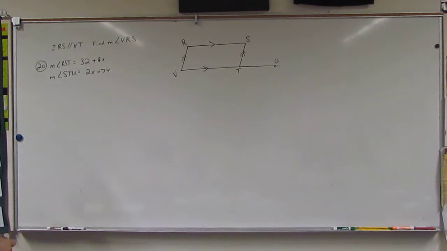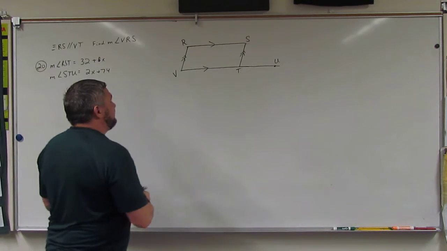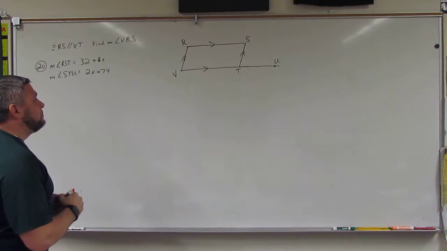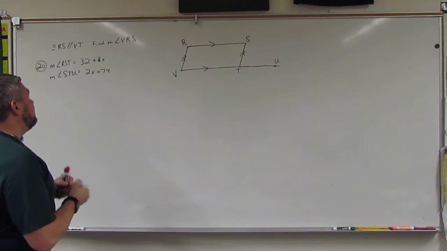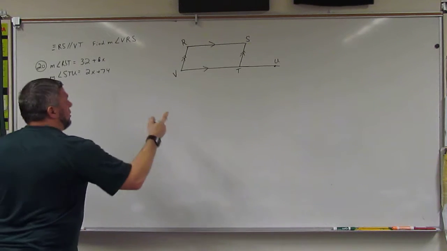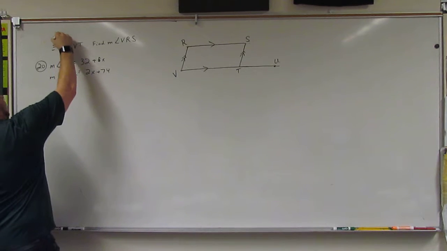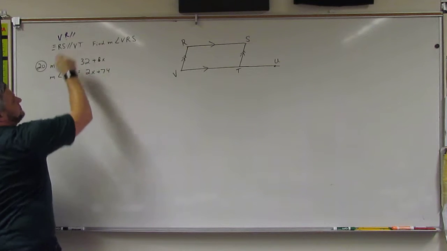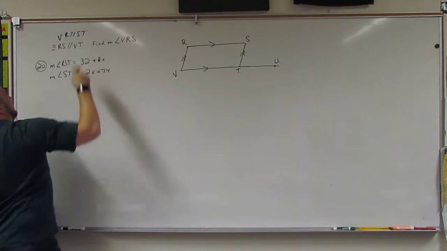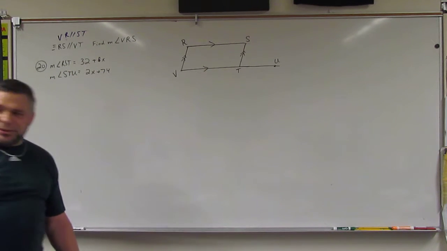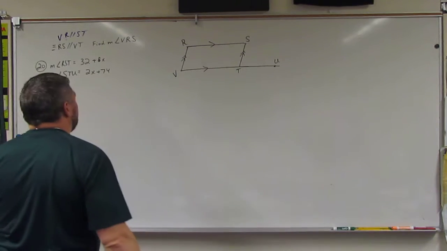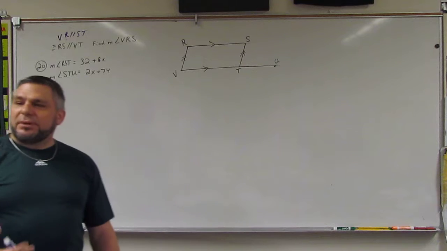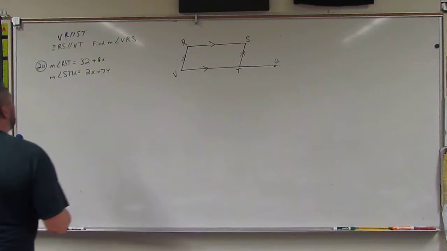So we know that RS is parallel to VT. We also wrote that VR is parallel to ST. Okay, so go ahead and write that one too. I don't think it matters for this problem, but I just want that to be written.